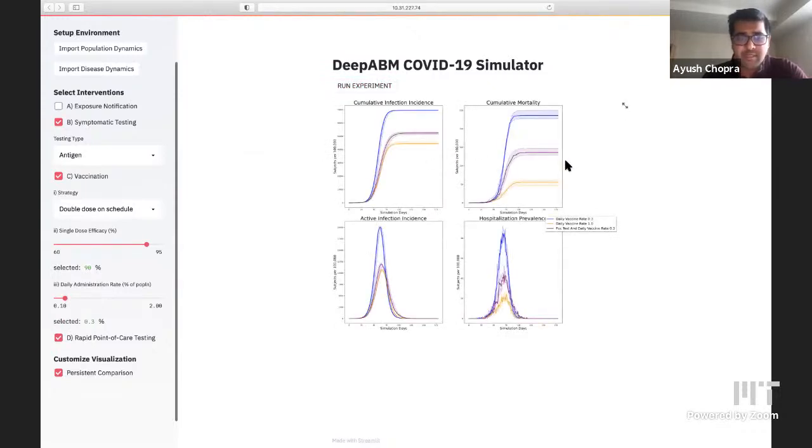The purple line represents the setup where we augment the daily vaccination rate in our current setup with random point of care tests. And we realize that there is a significant decrease in mortality, deaths, and hospitalizations. So DeepABM can help us consider that using random point of care testing can be a good alternative to augment our current vaccination strategies while we ramp up daily vaccination rates.